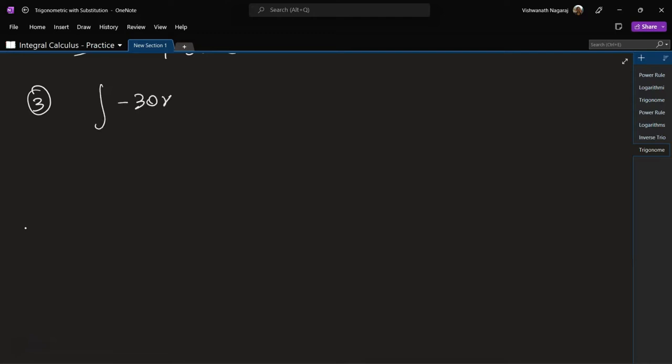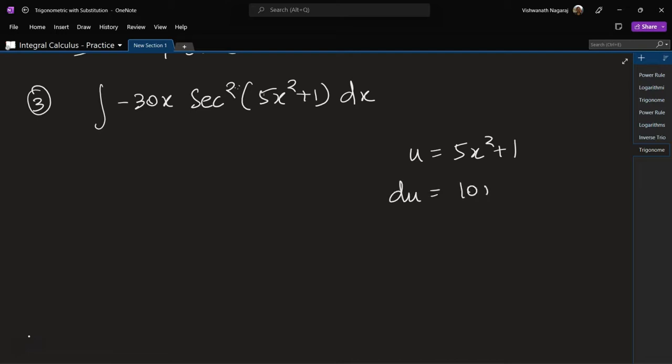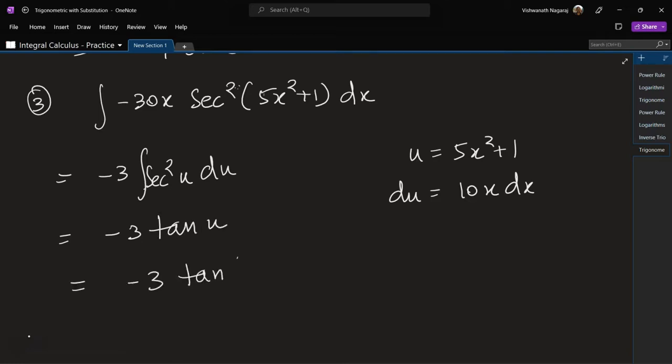Integral of minus 30x sec square 5x square plus 1 dx. Okay, so here the substitution would be u is equal to 5x square plus 1. Du would be 10x dx. So we want 10x inside. So let's take minus 3 out. We get 10x dx, that is du, and this becomes sec square u. And we know sec square u, if we integrate, we get tan u. And reverse substitution, tan 5x square plus 1 plus c.